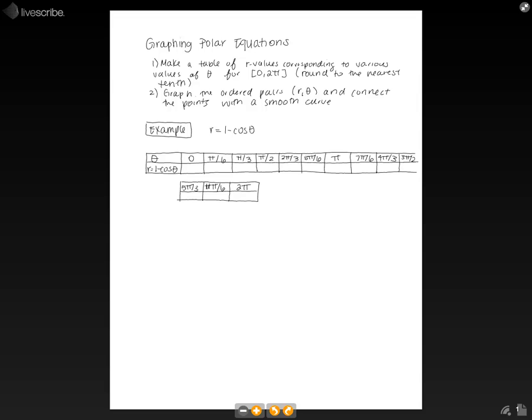So if you're solving for theta equals 0, we'd have r equals 1 minus the cosine of 0, which is 1 minus 1, which is equal to 0. So you'd put in a 0. For pi over 6, you would have r equals 1 minus cosine of pi over 6, which is equal to 1 minus square root of 3 over 2, which is equal to 0.1. So you would continue to fill in your table in this way for every value.